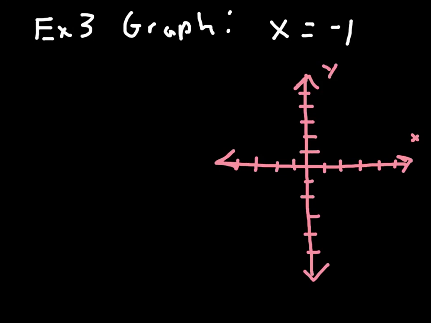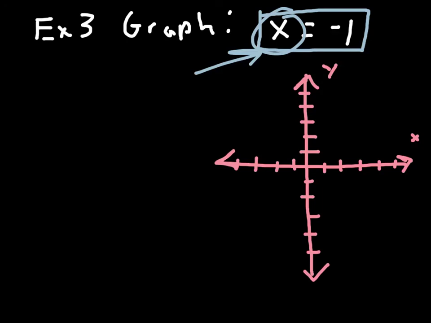Let's do one more, example 3. Now, I'm not going to make the x and y table. I don't need to. The first thing I recognize is that I have one letter. I don't have both x and y. I just have x, and they want me to graph it. So what's going to happen is my graph is going to cross the x-axis at -1. So I locate -1, and it's going to be a vertical line going through -1 like that. And that's all I have to do. And I name it x equals -1.